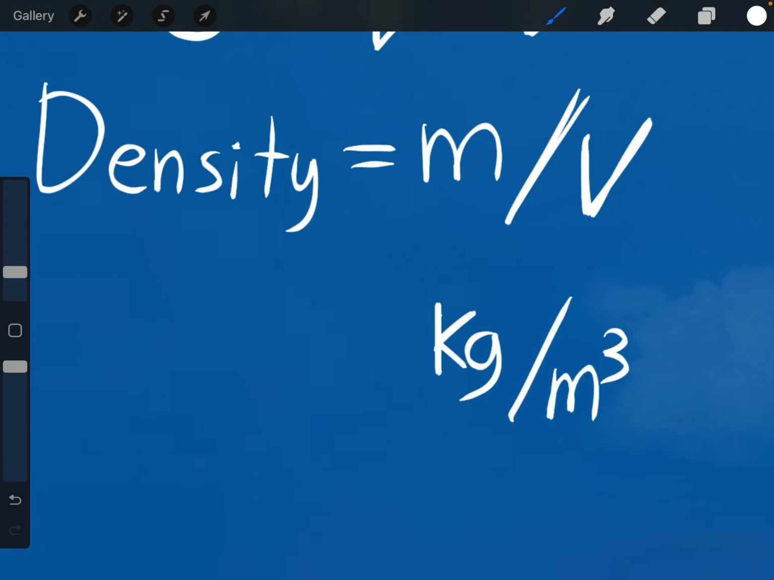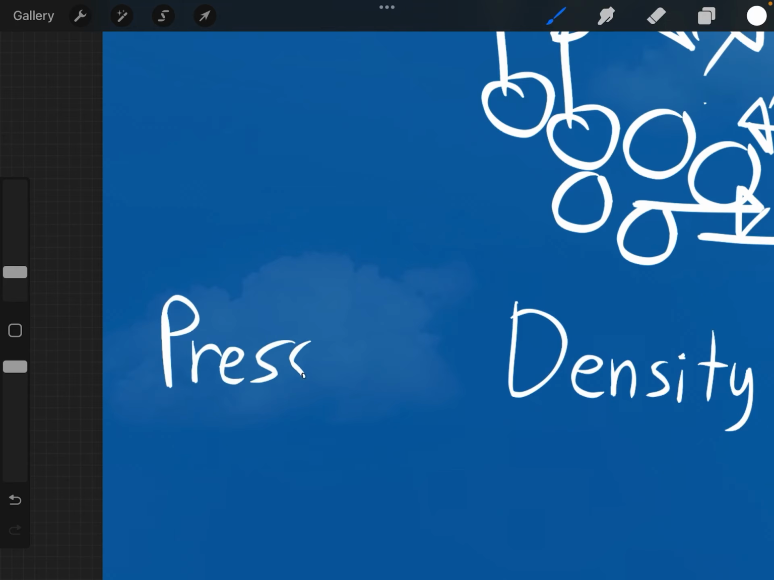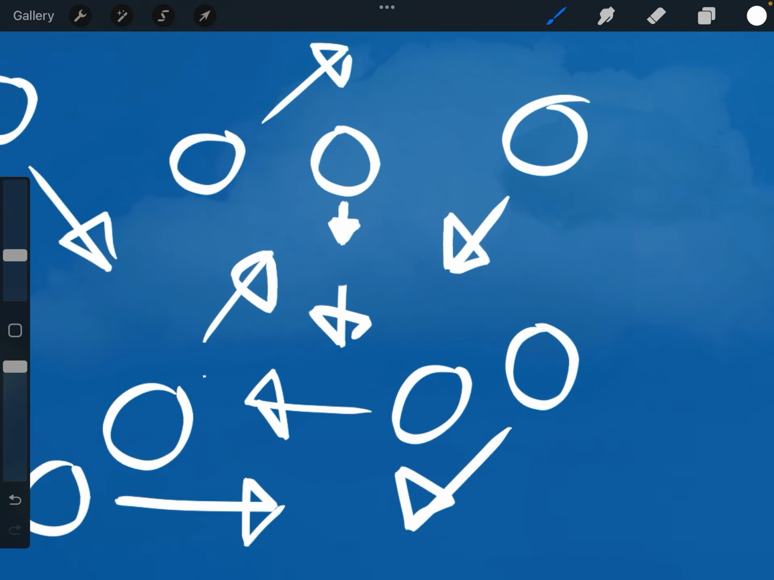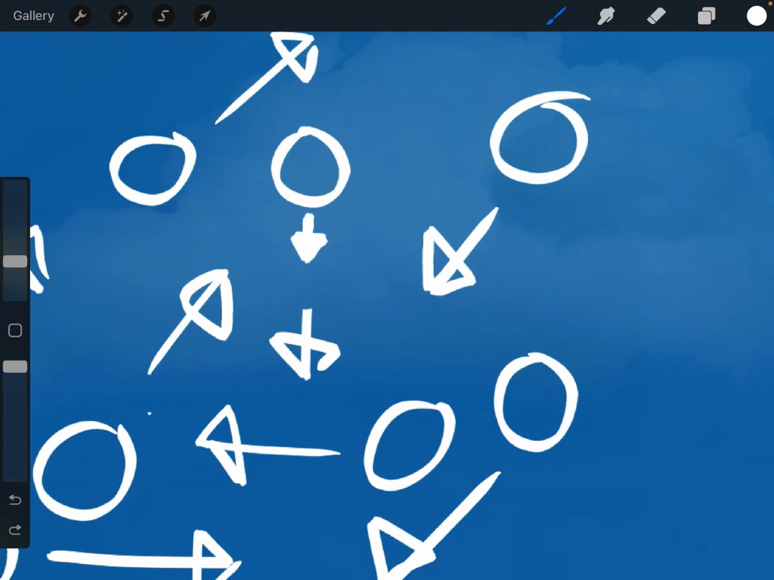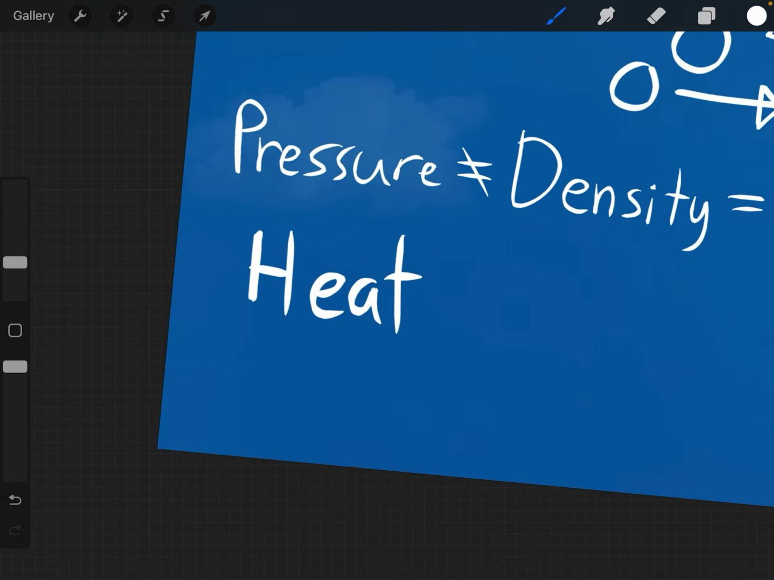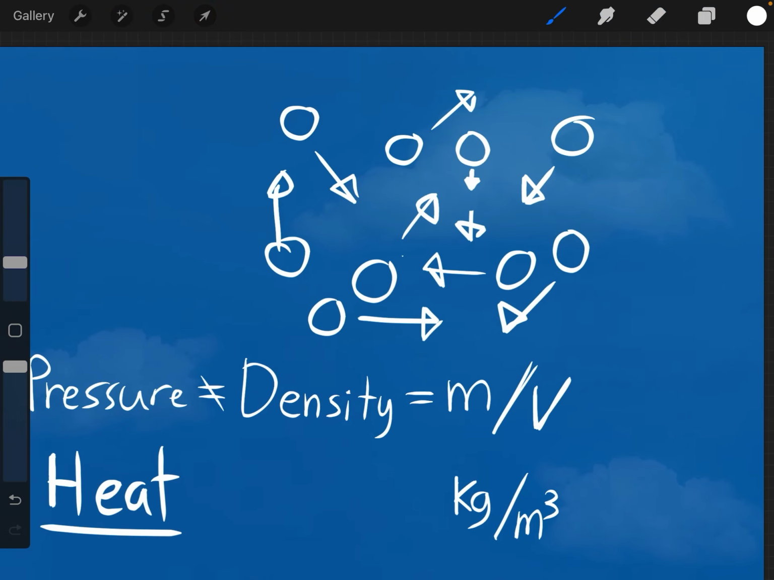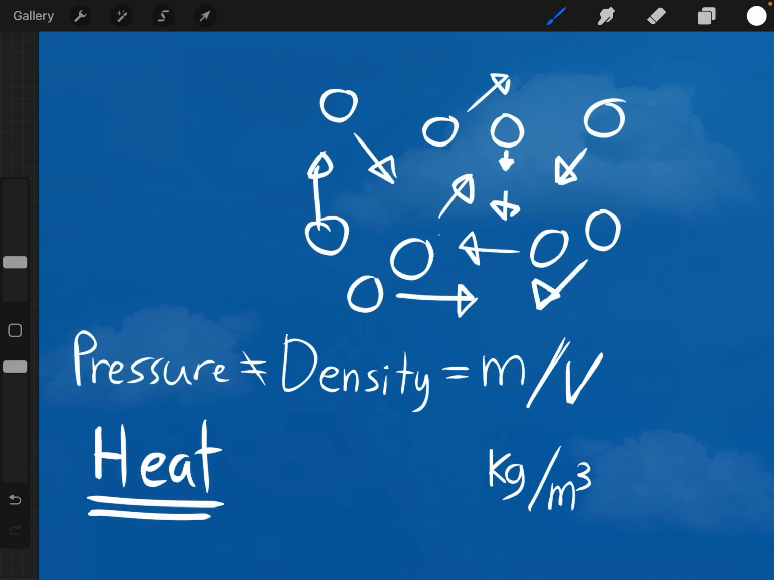But we have to remember that pressure is not just density. Pressure doesn't just rely on how many atoms there are moving around in a space, but also how quickly they're moving and how much energy they have. And we have a word in chemistry for intermolecular kinetic energy, and that word is heat. Heat is just how much energy there is between molecules moving around each other. And so the more heat there is, the more these molecules are going to move faster and faster, the harder they're going to hit the objects that are within them, and the more pressure there'll be.